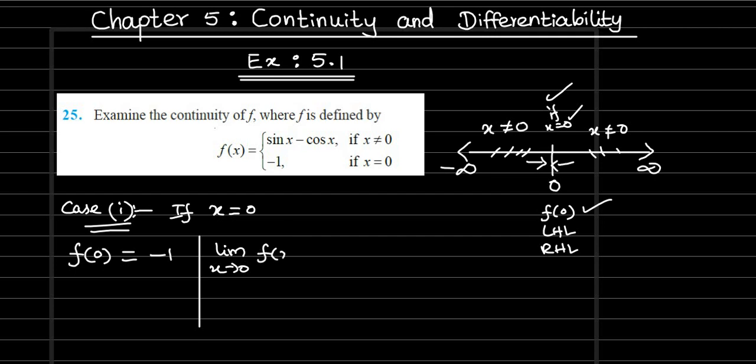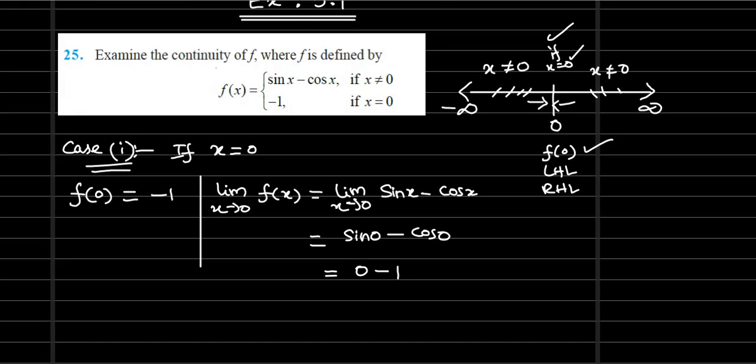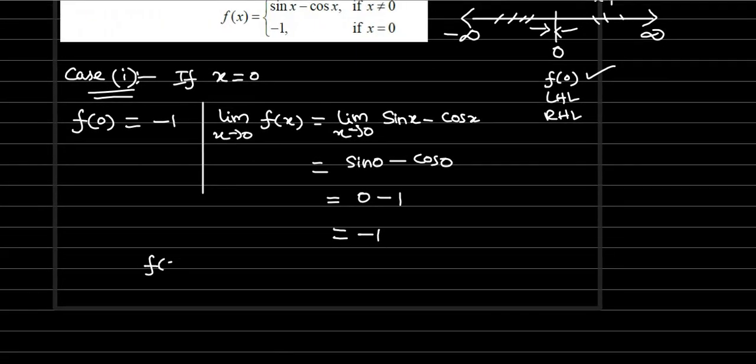Now f of x, what is the suitable function? Both sides approximate values are not equal to 0, so the suitable function is the first one, sin x minus cos x. Now in place of f of x we write sin x minus cos x. After replacing, we apply the limit. In place of x put 0, so sin 0 minus cos 0. Sin 0 gives you 0, cos 0 value is 1. So here we have a minus sign and 1, so 0 minus 1 is minus 1. Now from these two results, what can we say here about the f of 0 value and the left hand limit and right hand limit together?